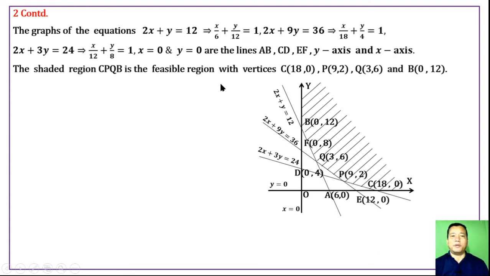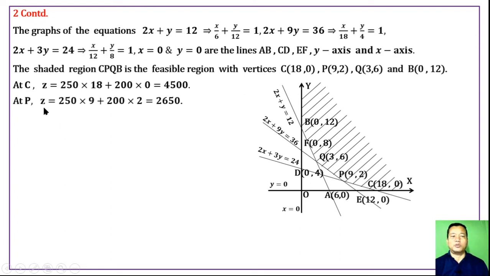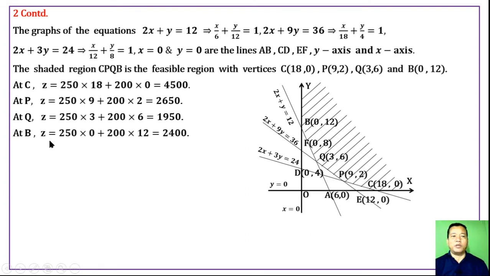CPQB is the feasible region with vertices C at 18, P obtained by solving, 9, Q obtained by solving, 36, and B whose coordinates are 0, 12. At each corner point we find the value of Z. At C, the value of Z from the objective function is 250 into 18 plus 200 into 0, that is 4500. At P, Z is 250 into 9 plus 200 into 2, that is 2650. At Q, Z is 1950. At B, Z is 2400.